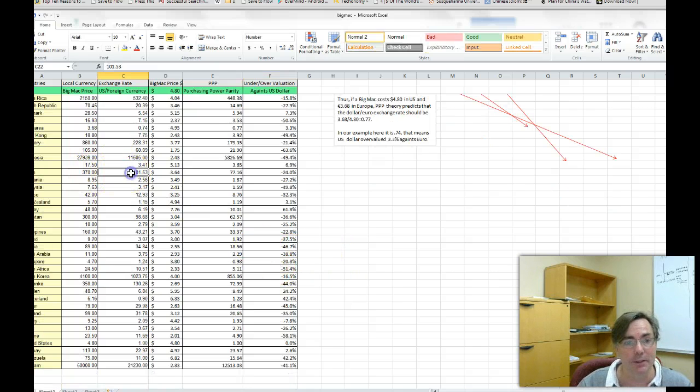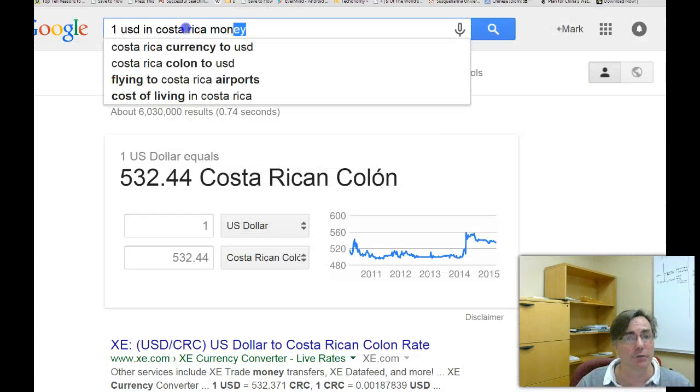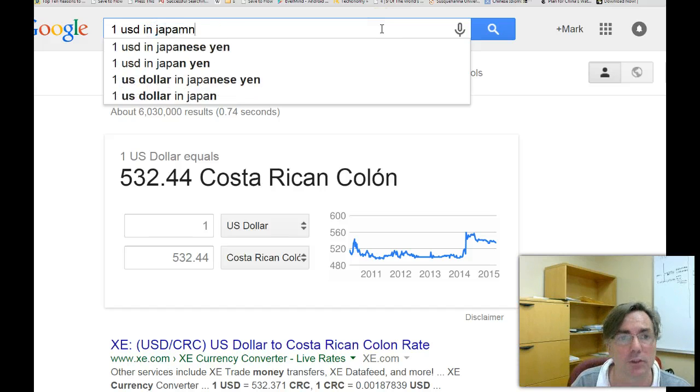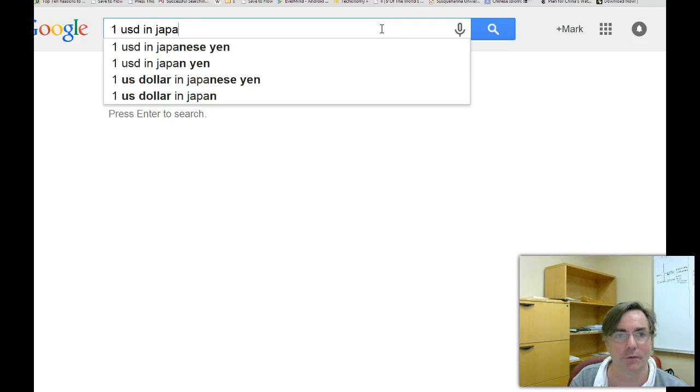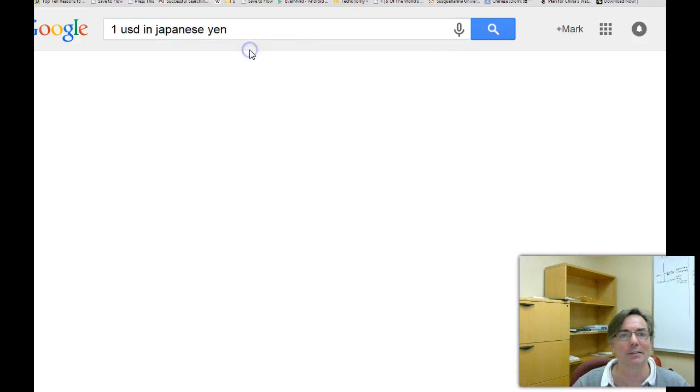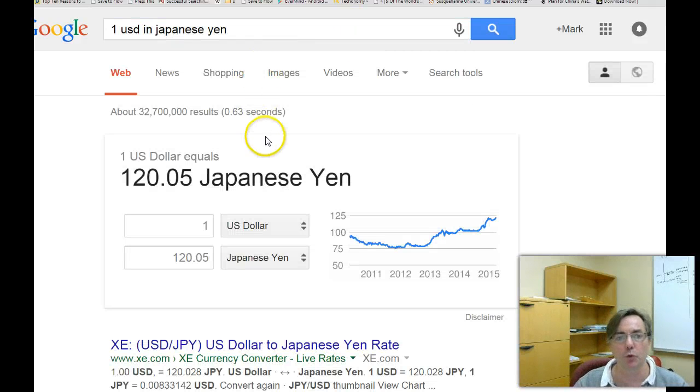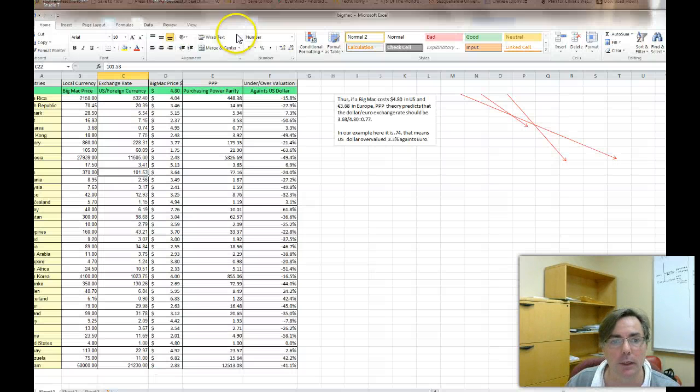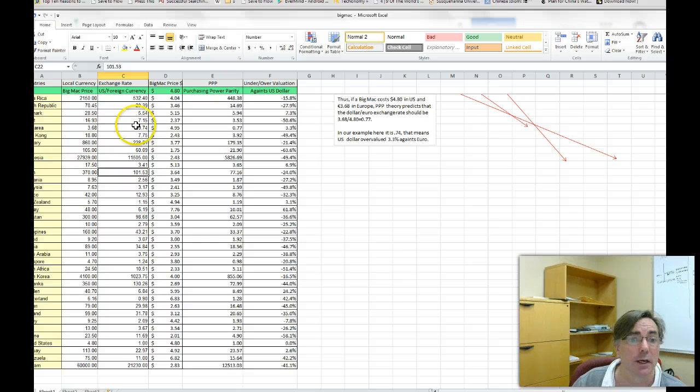So let's do another one. Okay, Japan, that's an easy one. That's Japanese yen, by the way. Trust me, I know this one. But again, if you're not sure, just type $1 in. Look, it even solves it for you. Japanese yen, great. Okay, 120.05. So what does that tell us actually? Since the time that this thing was made, the Japanese yen has gotten a lot weaker.